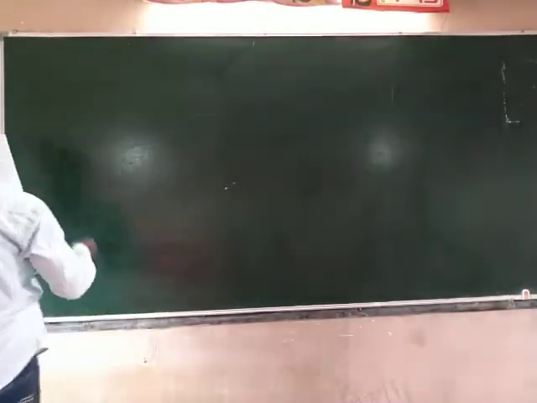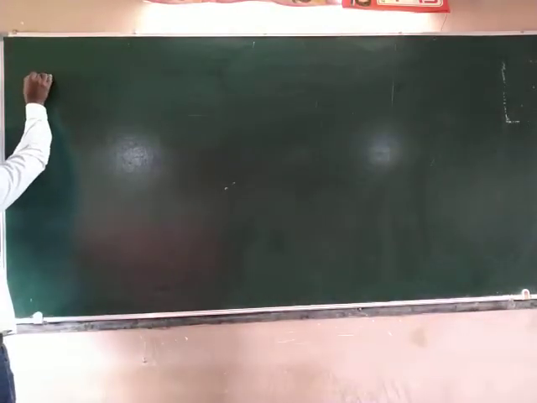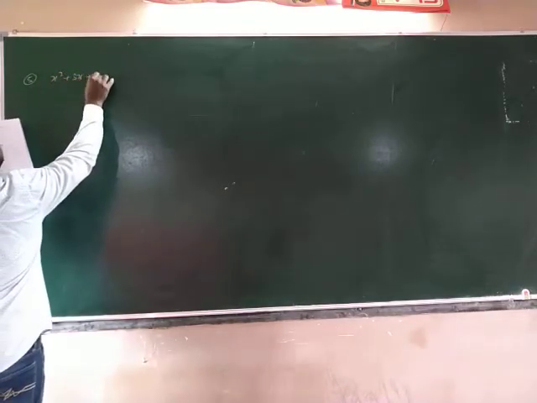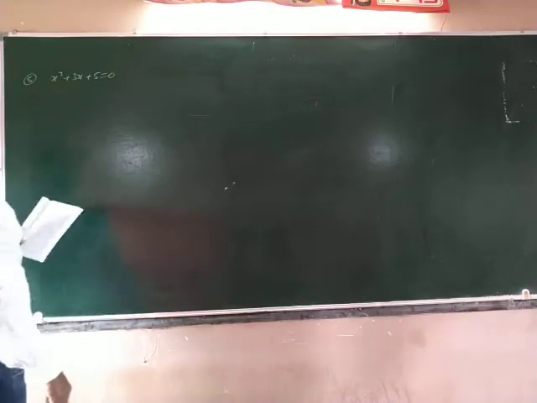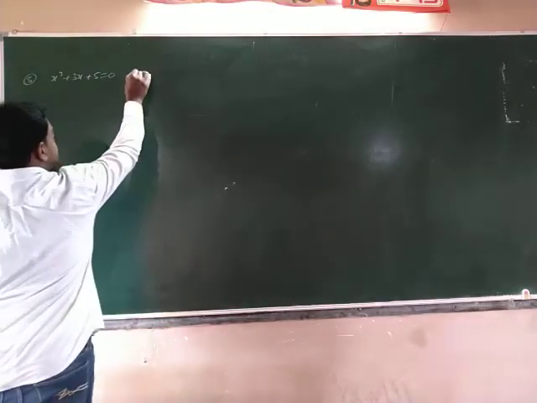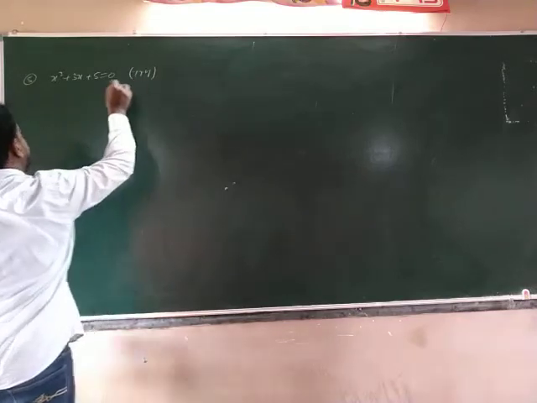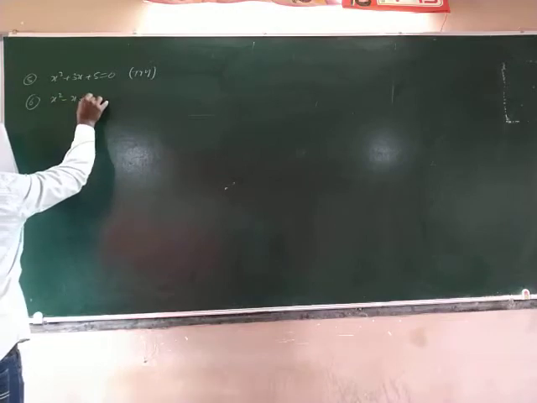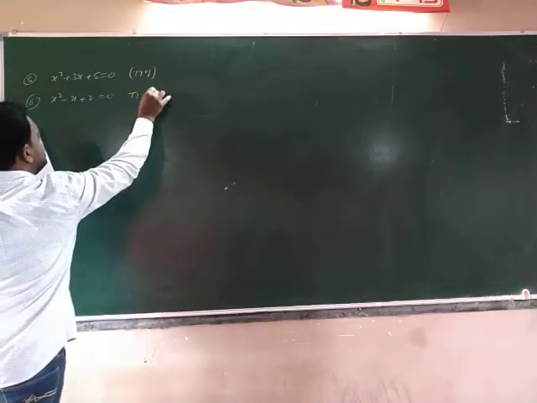Next, question number 5: x square plus 3x plus 5 equal to 0. Here a equal to 1, b equal to 3, c equal to 5. So you try this one. Next, the sixth one: x square minus x plus 2 equal to 0. This one also you try.